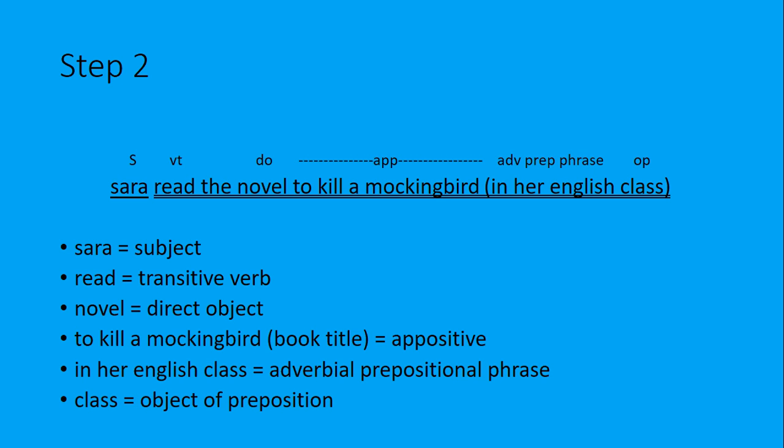And then I skipped this part. You should have, hopefully you caught it. You always underline the subject, which is Sarah, and you double underline the predicate, which is read the novel To Kill a Mockingbird in her English class. And that completes step 2.